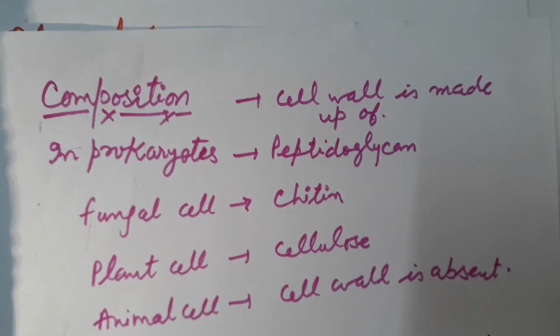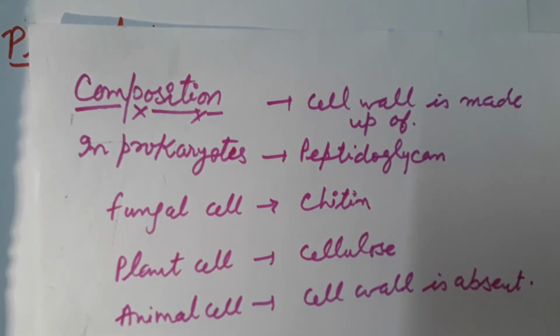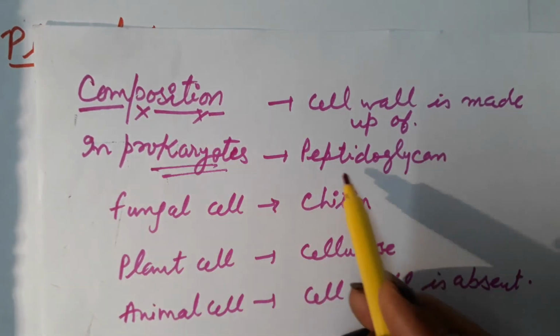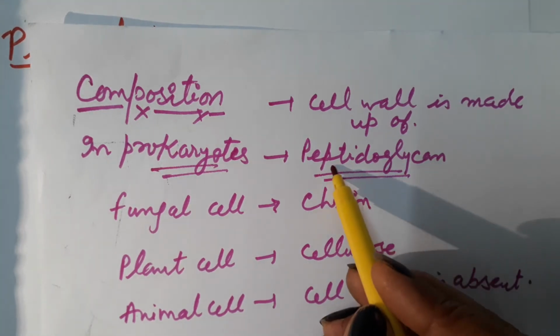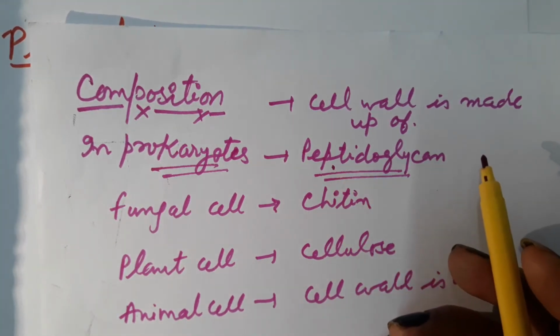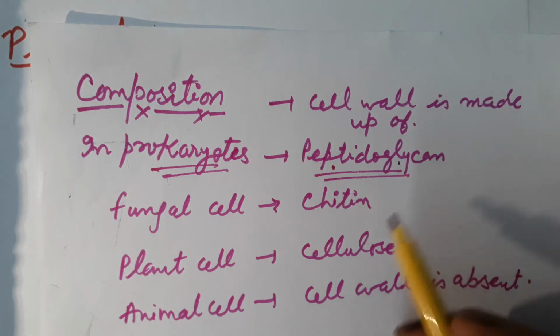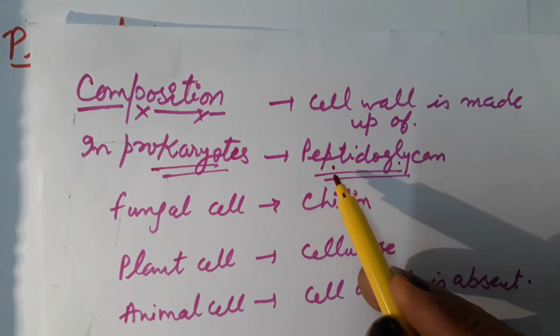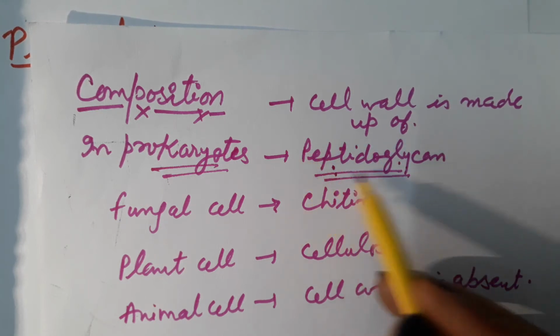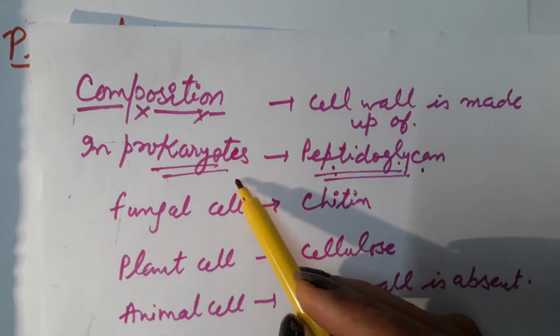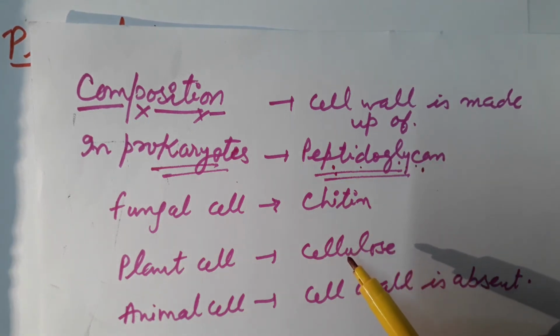Now we talk about the composition of the cell wall. In case of prokaryotic cell, cell wall is made up of peptidoglycan. Peptides means amino acids connected together and glycan means carbohydrates. तो amino acids, प्रोटीन लाइक स्ट्रक्चर एंड कार्बोहाइड्रेट्स मिलकर पेप्टाइडोग्लाइकेन की फॉर्मेशन करते हैं. तो प्रोकैरियोट्स में सेल वॉल इज मेड अप ऑफ पेप्टाइडोग्लाइकेन.